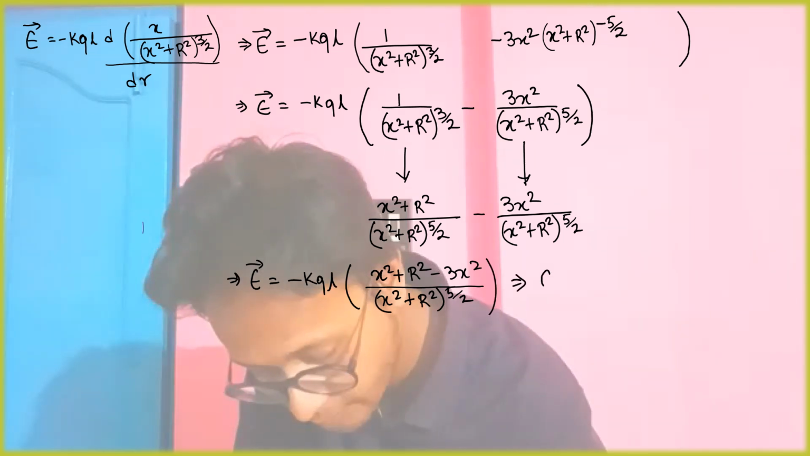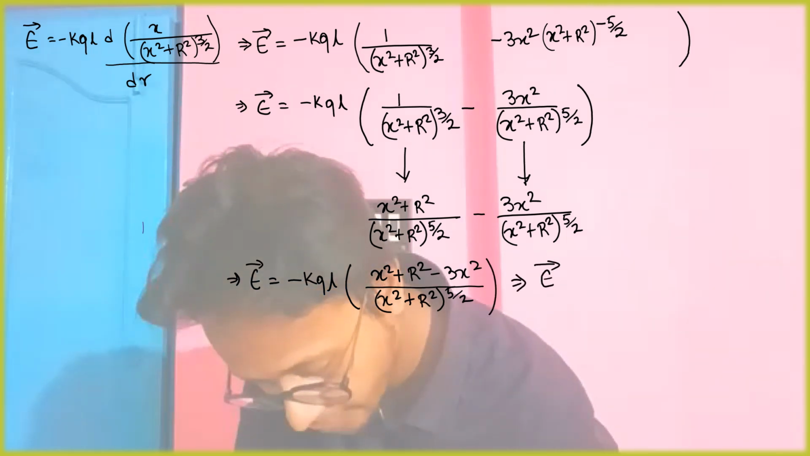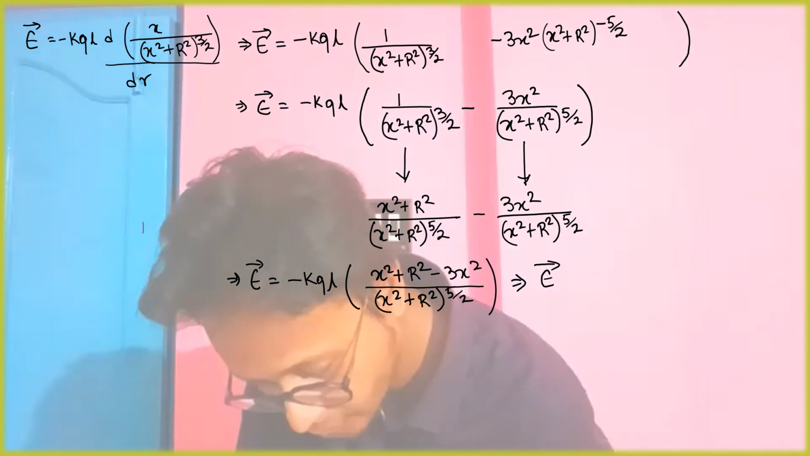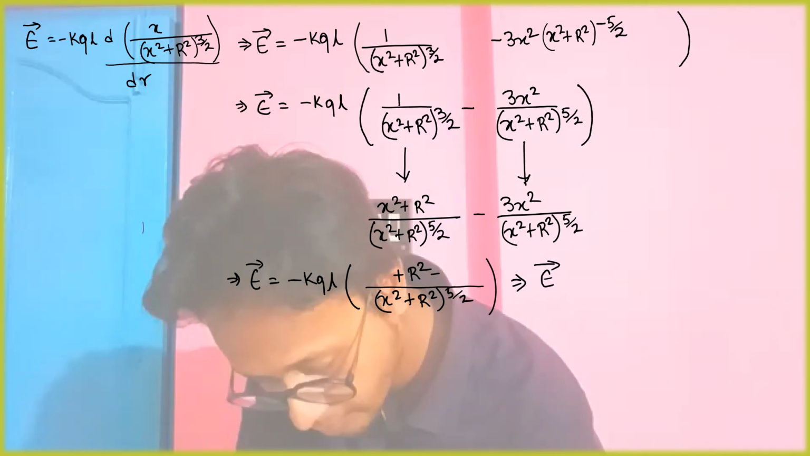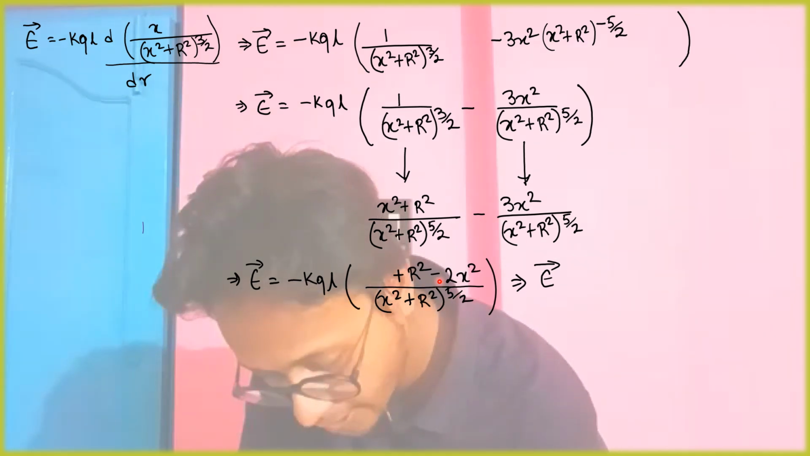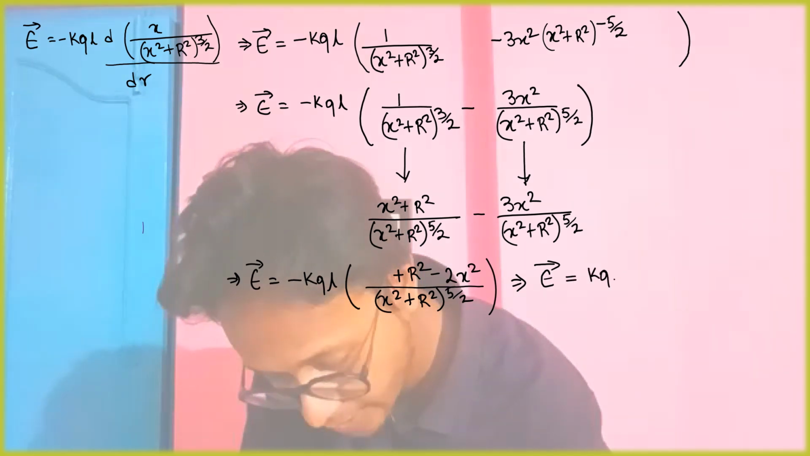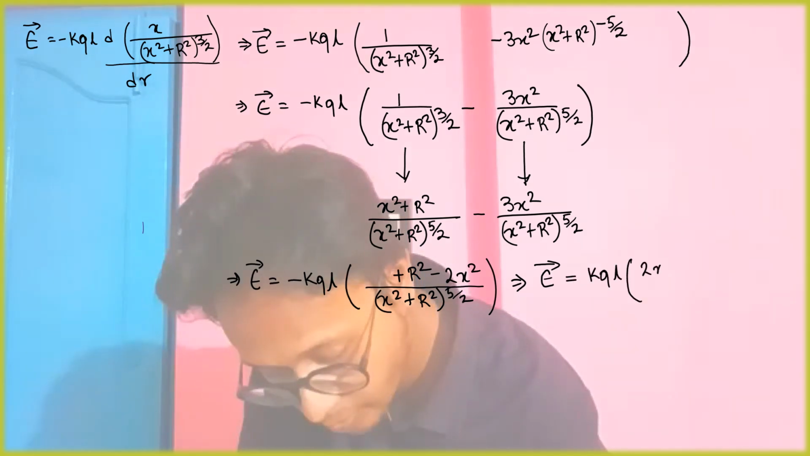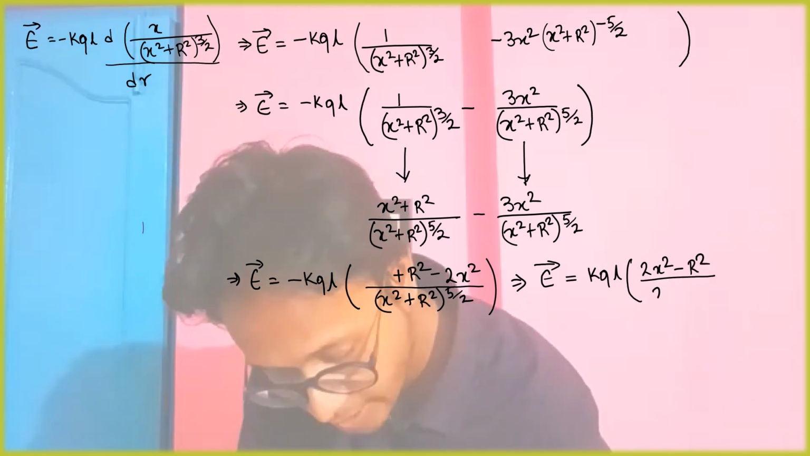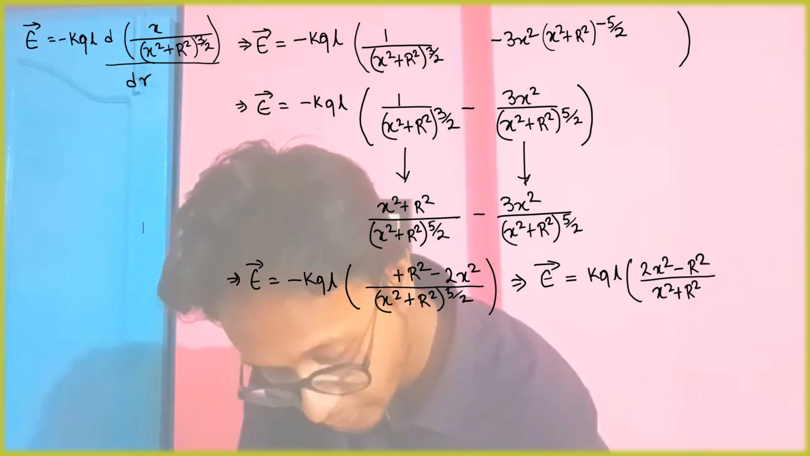Or if I expand this, this minus 3x square and plus x square becomes minus 2x square. So this becomes minus 2x square. And if I multiply this minus with this one, it would become nothing but E is equal to kql (2x square minus r square) divided by (x square plus r square) to the power 5 by 2.